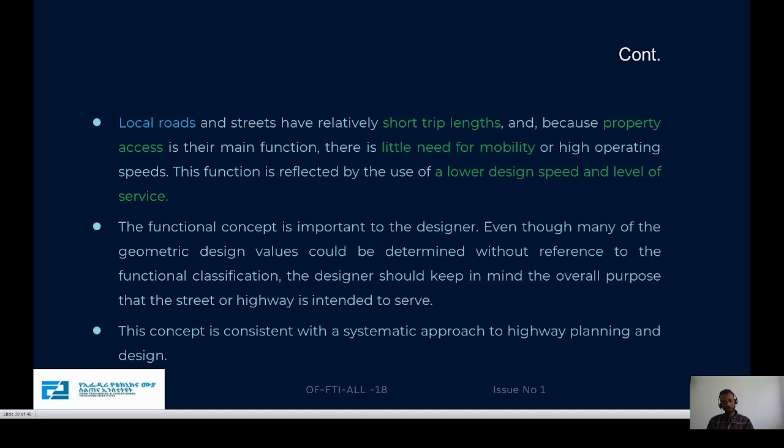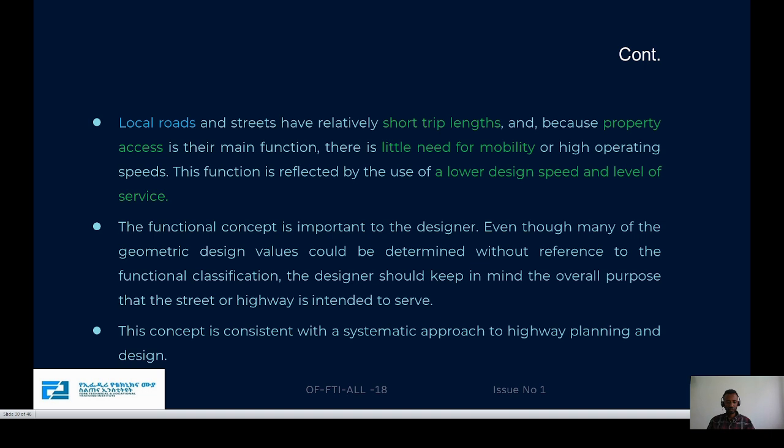The third one is local roads. Local roads have short trip lengths. The total length is very high relative to collectors and arterials, and the roads provide access to property, with little need for mobility. So it is access to residential areas and shopping areas, with low design speeds, and the level of service standard is also lower.